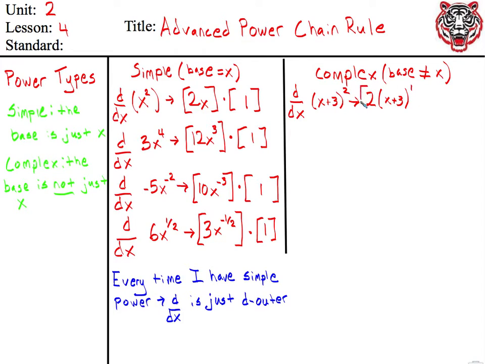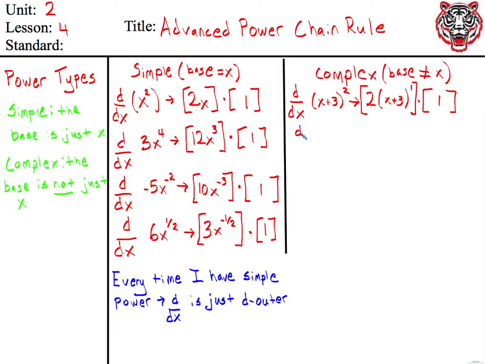So that was the first part. That was the d outer. What about the d inner? And then it would be x plus 3. That's the inner. Inner is x plus 3. I agree. The derivative of x plus 3 is 1. Nice. Okay, so it can be 1, but it can also be something else.